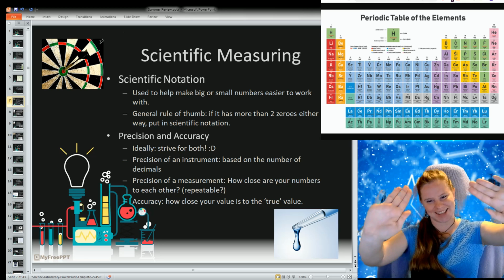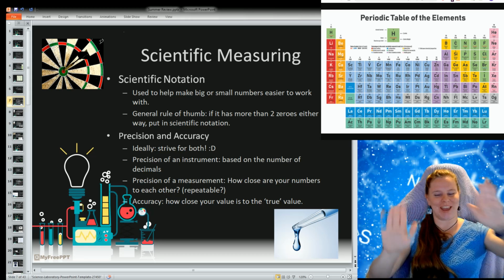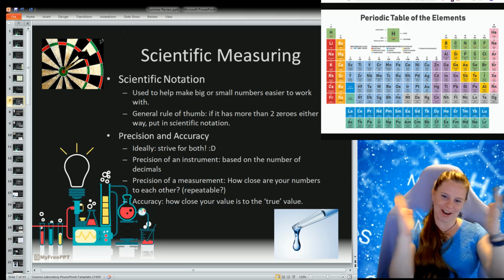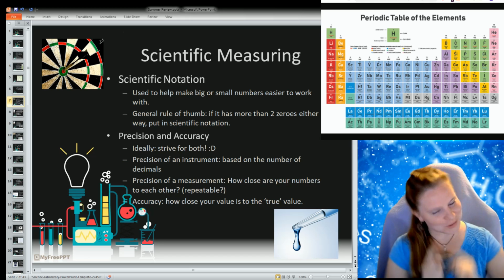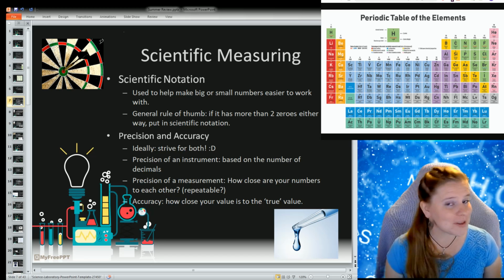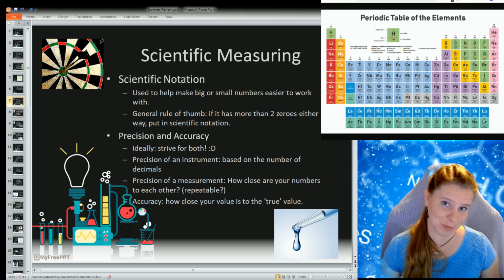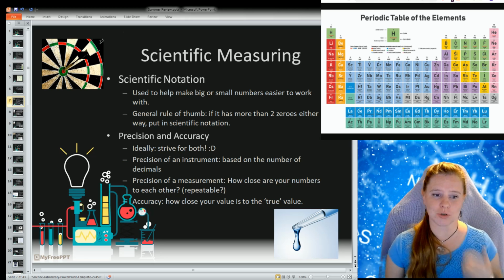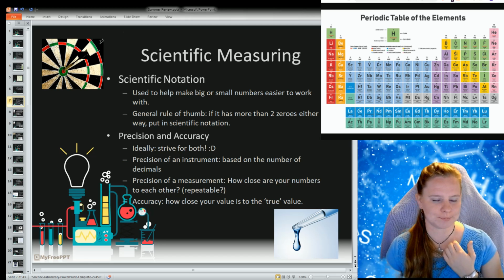So ideally in science, you want both, okay? If you are very precise and very accurate, put them together, you will do good things in science and good things in chem lab. Sometimes that can be very difficult to achieve both precision and accuracy in your measurements, but we're going to try. So what are these, right?